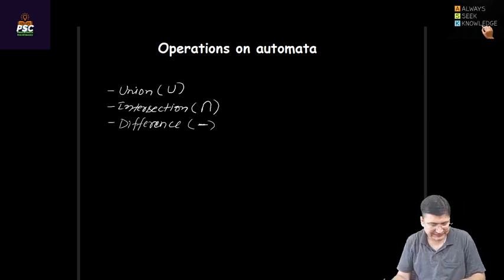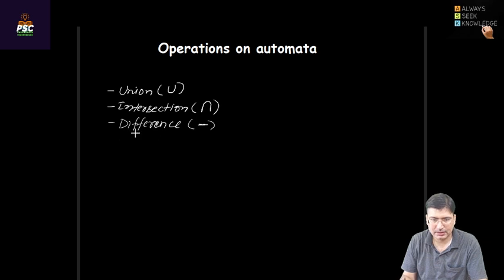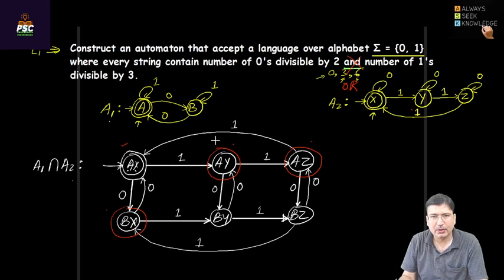Welcome back. In this class, we are going to discuss the difference operation on two different regular languages, or you can say two different automatas. So in the previous class, we discussed how to apply union operation or intersection operation on two automatas or regular languages. Now today, we discuss the difference. Just quickly recall what we discussed in the previous class.